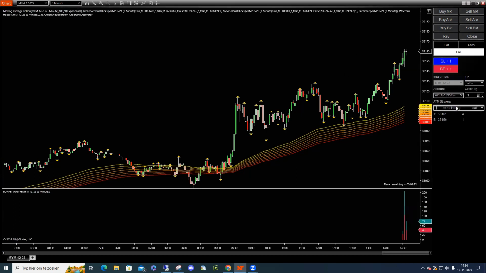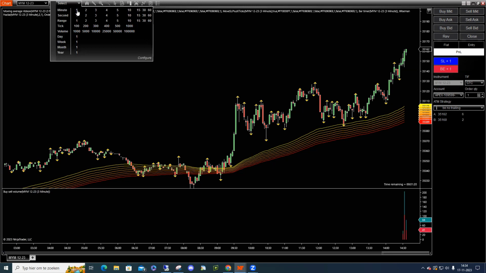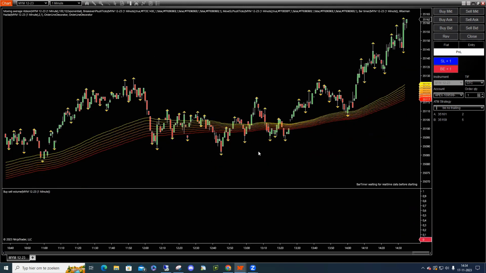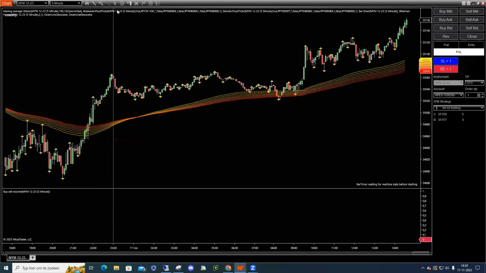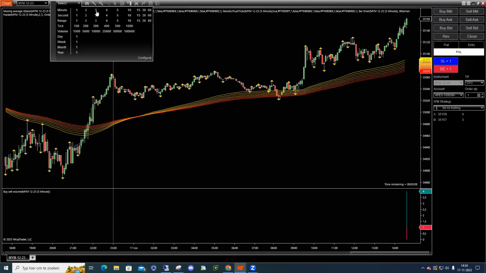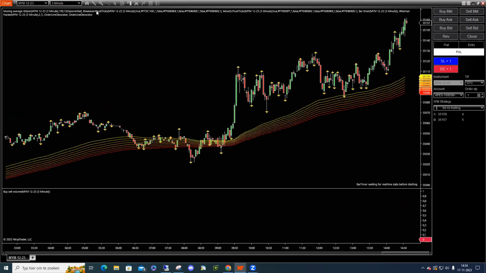I got a tool here, break even, no trailing. So it will just put me in break even if price reaches a certain amount of pips, and then I'll just trail manually. I've tried this on the 1 minute. If I go to 1 minute, you see there's a lot of noise and not so much clear direction. 5 minutes is a little bit on the slow side for me. So I thought 3 minutes is a nice in between.